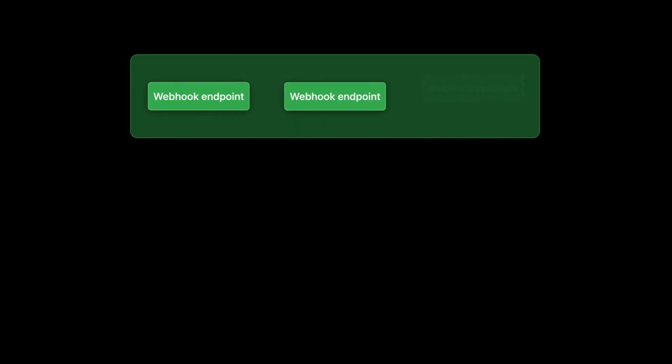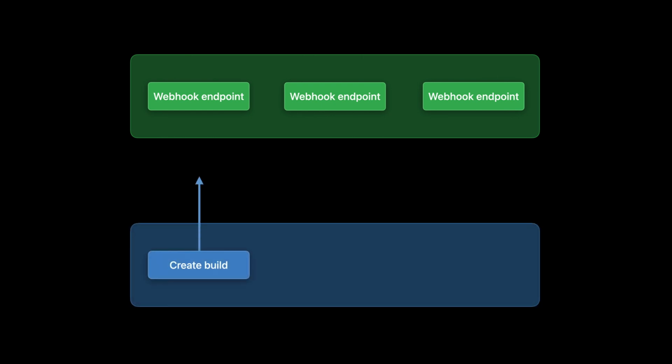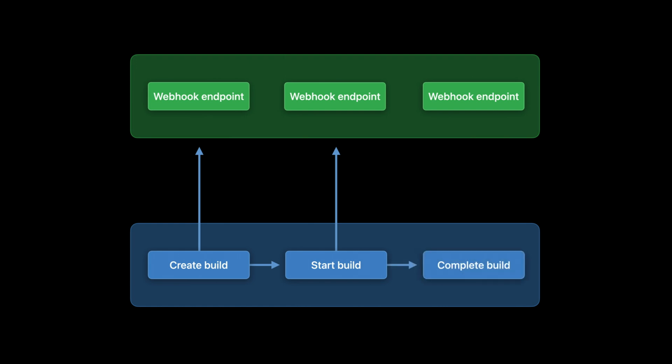You can set up webhooks in Xcode Cloud to receive real-time updates at 3 different stages of your build. First, when the build is created, either because you push some code or manually started a build. Then, when the build is starting. Finally, when the build has completed, no matter if the build failed or succeeded. Let's see how to add a new webhook to our project.